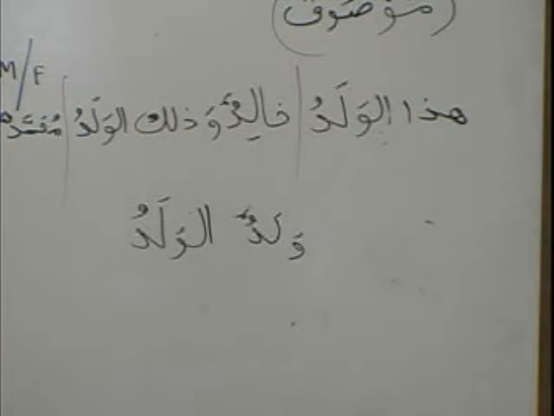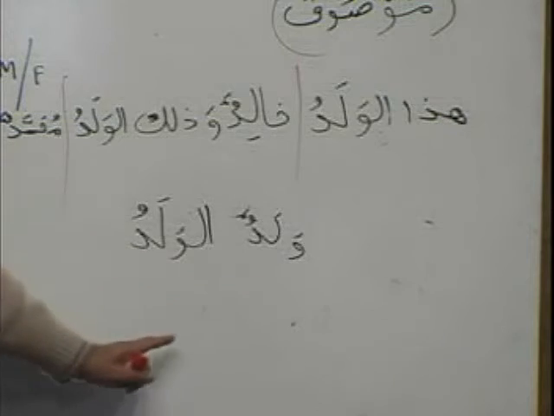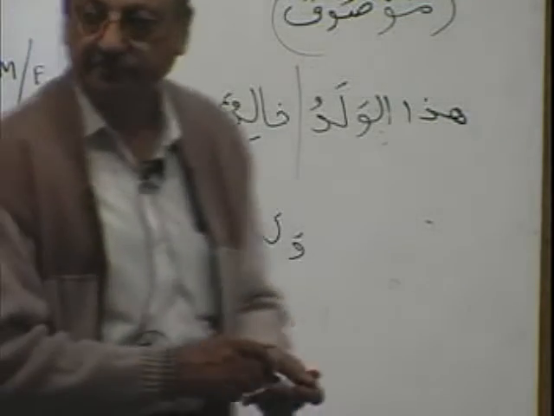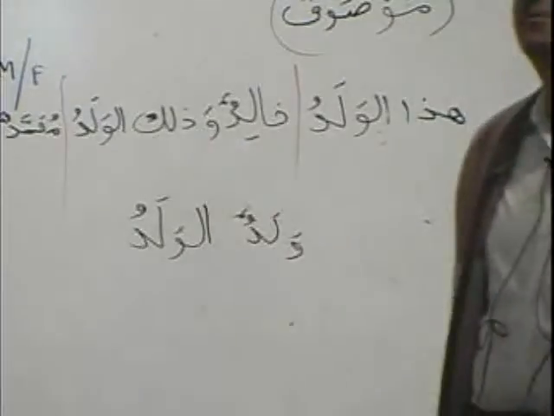Are you with me? So, indefinite and definite. Only in the proper noun, Al will not come. If you say Muhammadun, Al will not come. If you say Ammarun, Al will not come. If you say Abbasun, Al will not come. If you say Aminatu, Al will not come. If you say Fatimatu, Al will not come. Are you with me? Al will not come.